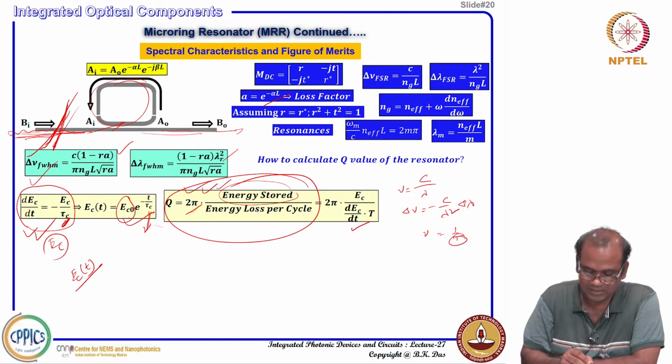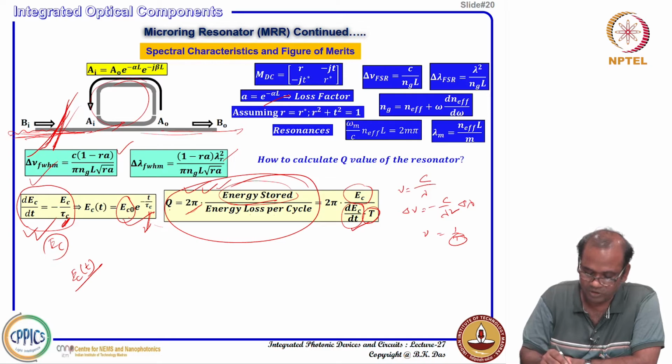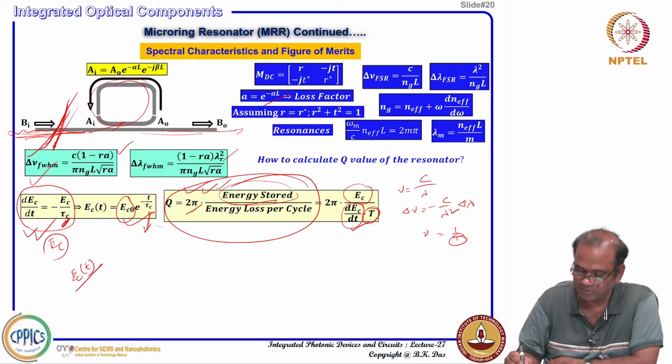Now, I can say that the stored energy is EC, which I have written here. The energy loss per unit time is dEc by dt, which is EC by tau c, and per cycle is the time period I said. So, the Q value can be expressed like this.